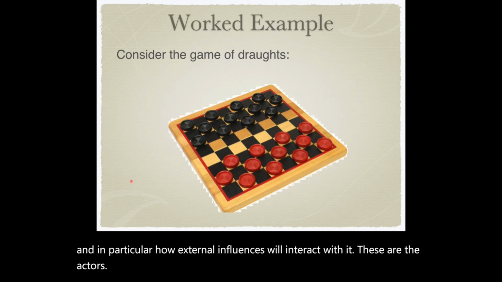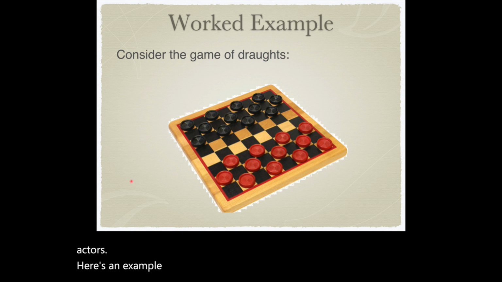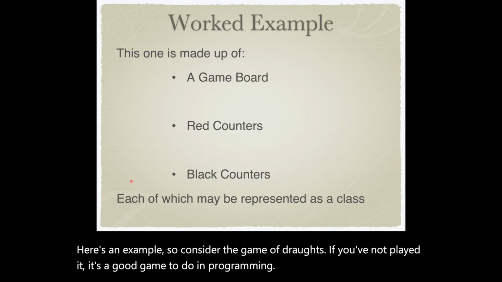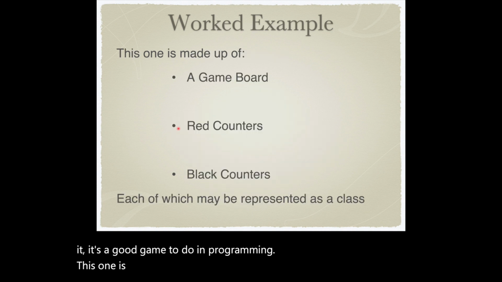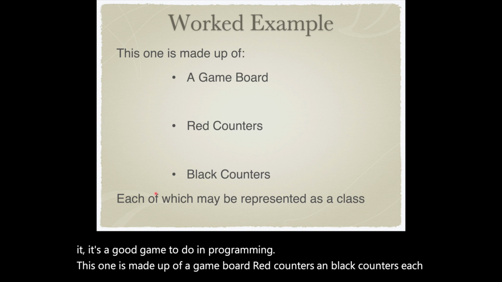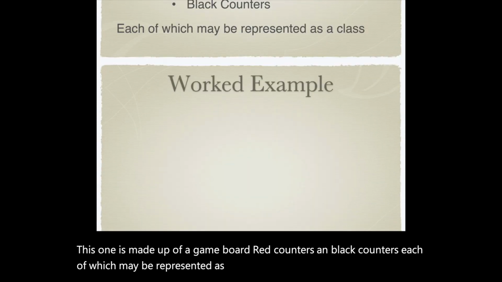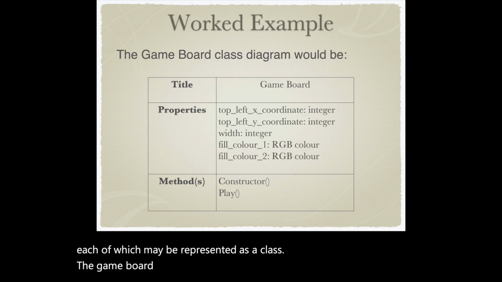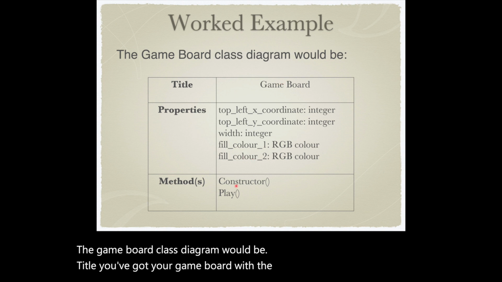Here's an example. Consider the game of drafts. If you've not played it, it's a good game to do in programming. This one is made up of a game board, red counters and black counters, each of which may be represented as a class. The game board class diagram would be title, you've got your game board with the properties, here they are here, and your methods, constructor and play.